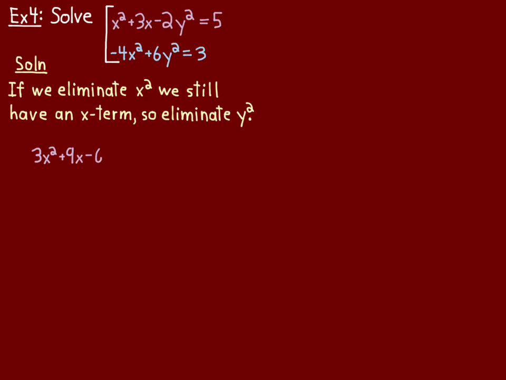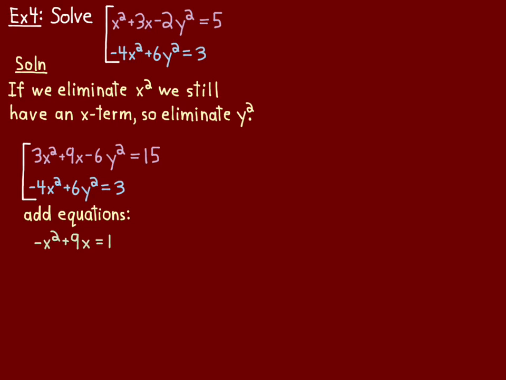So we do that by multiplying the top equation by 3. So we get 3x squared plus 9x minus 6y squared equals 15. And the second equation is still negative 4x squared plus 6y squared equals 3. Then if we add the two equations, the minus 6y squared and the plus 6y squared will cancel. And we get negative x squared plus 9x equals 18.